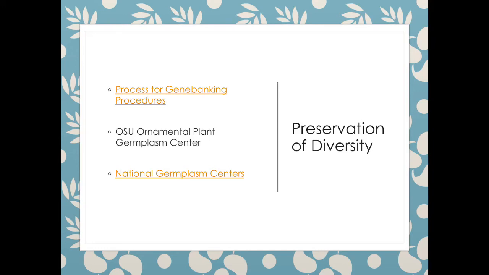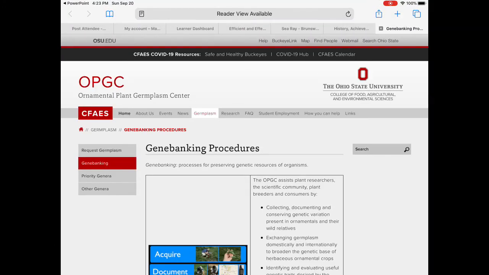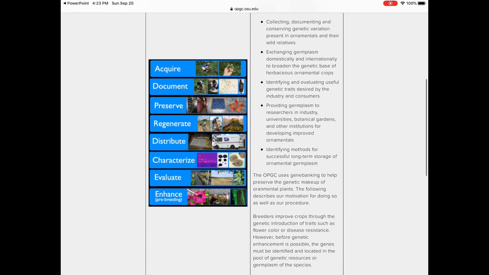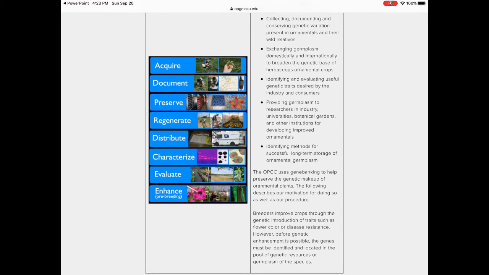So we've talked a little bit about the seed banks, and we know that there are procedures for harvesting genetics. And so you can see here, we acquire the different genetics. You have to document what they are, what the plant looks like. We have to find some way to preserve the seeds or the DNA somehow. We have to make sure that we can regenerate that. We can distribute it to different breeders and growers. Everything has to be documented and characterized, whether that's through genetic analysis or written analysis.